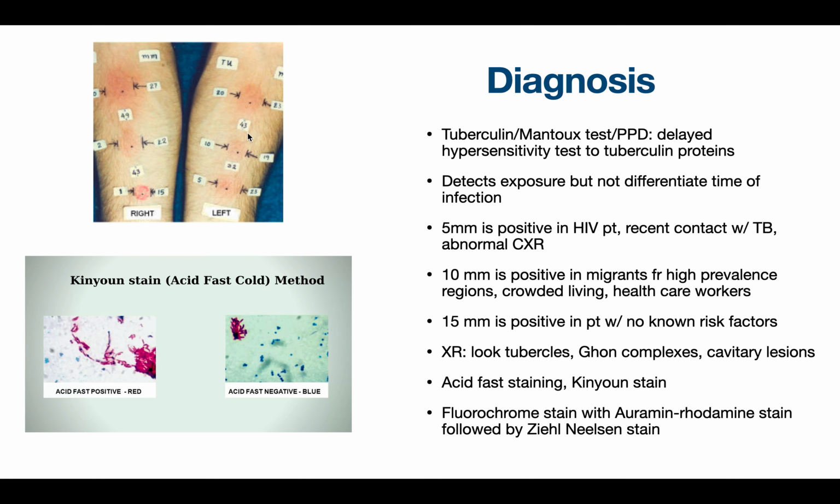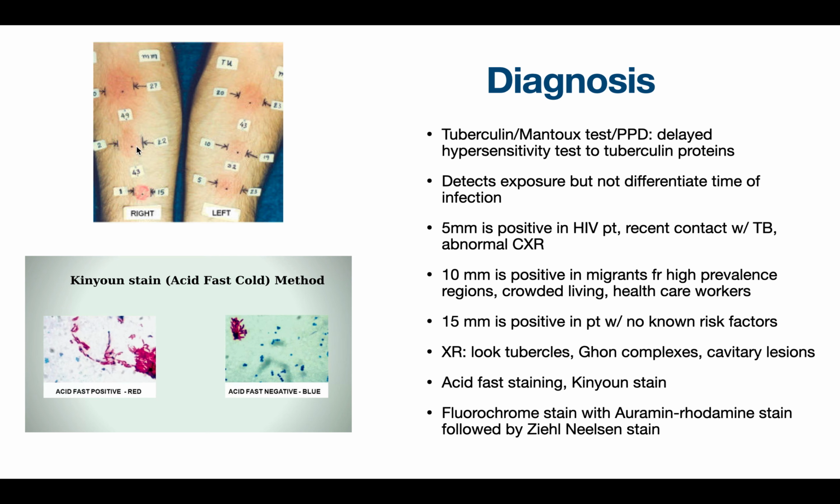So you use the tuberculin or the Mantoux test or the PPD test, where it's basically testing for a type 4 hypersensitivity reaction. It checks the exposure but doesn't really differentiate the time of the exposure, or whether it's a vaccine or an active infection. So there are some guidelines, like 5 millimeters is going to be considered positive in an HIV patient, or patients with recent contact with tuberculosis, or patients with an abnormal chest x-ray.